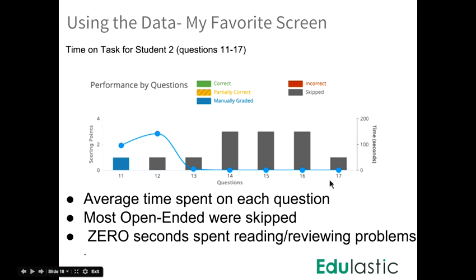These open-ended questions are extremely rigorous, and it is up to us to give students the tools to really take off with answering these open-ended questions. So I want to go back to the data. Average time spent on each question, not at all. And then most open-ended were skipped. You need some type of seconds to even review. So I would really gather that this student may not have even read some of these questions, if not all, from 3 to 17. So next slide, please.